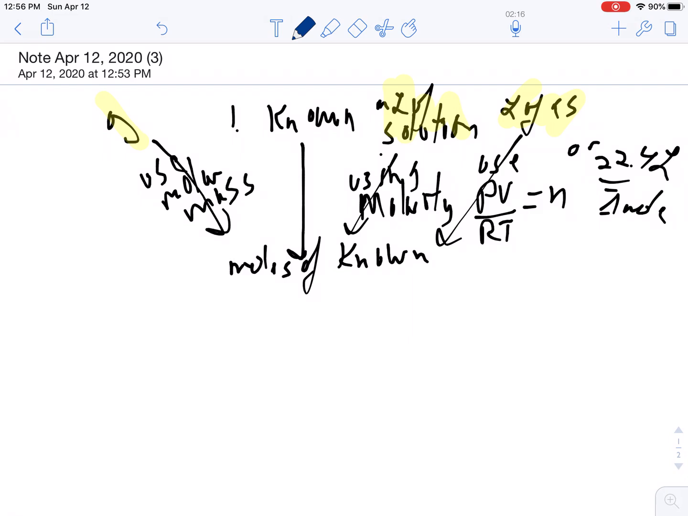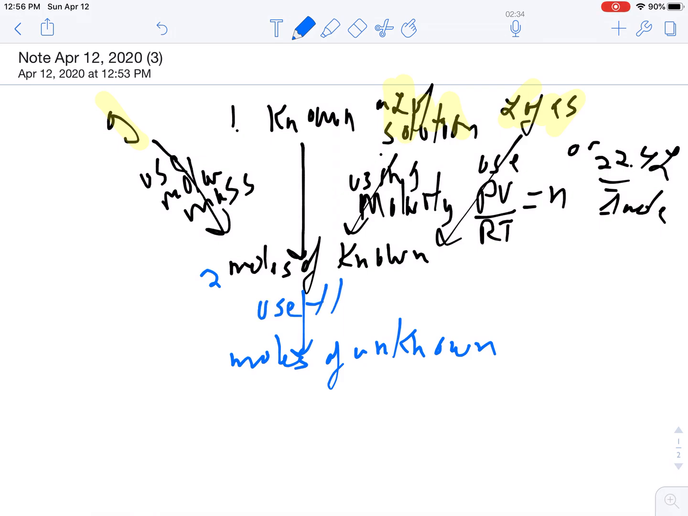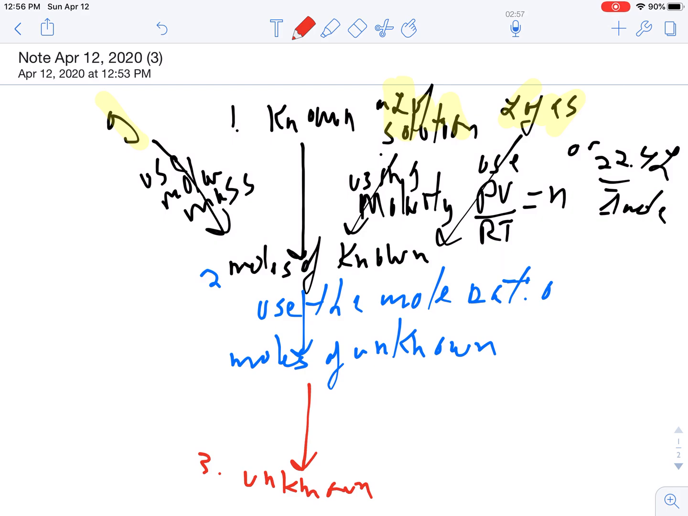Once you have it into moles, the second step is to convert to moles of the unknown. And there's only one way to do this, and that is to use the mole ratio. And then the third step is to convert to your unknown, and there are 3 ways to do this. It's the same 3 ways as above.